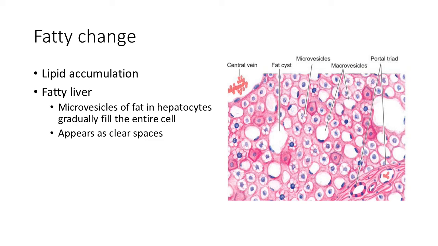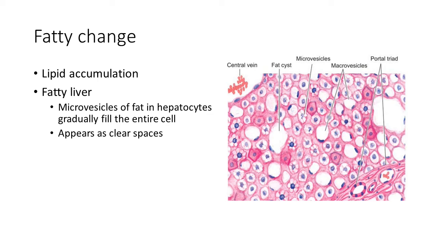In this case of fatty liver, the feature is that the liver cell or hepatocyte is filled with lipid vacuoles or microvesicles of fat. Initially, these are small and present around the nucleus. Later on, the vacuoles become larger, pushing the nucleus to the periphery, occupying the entire cell.